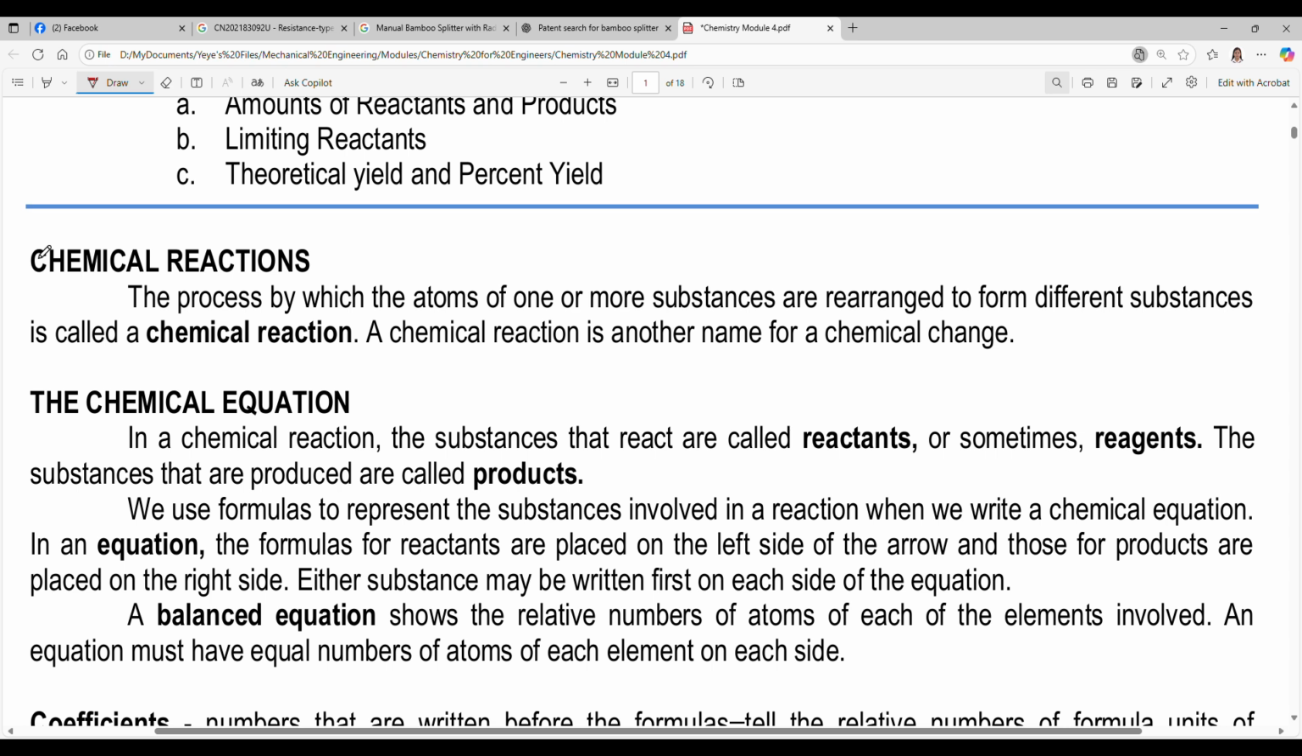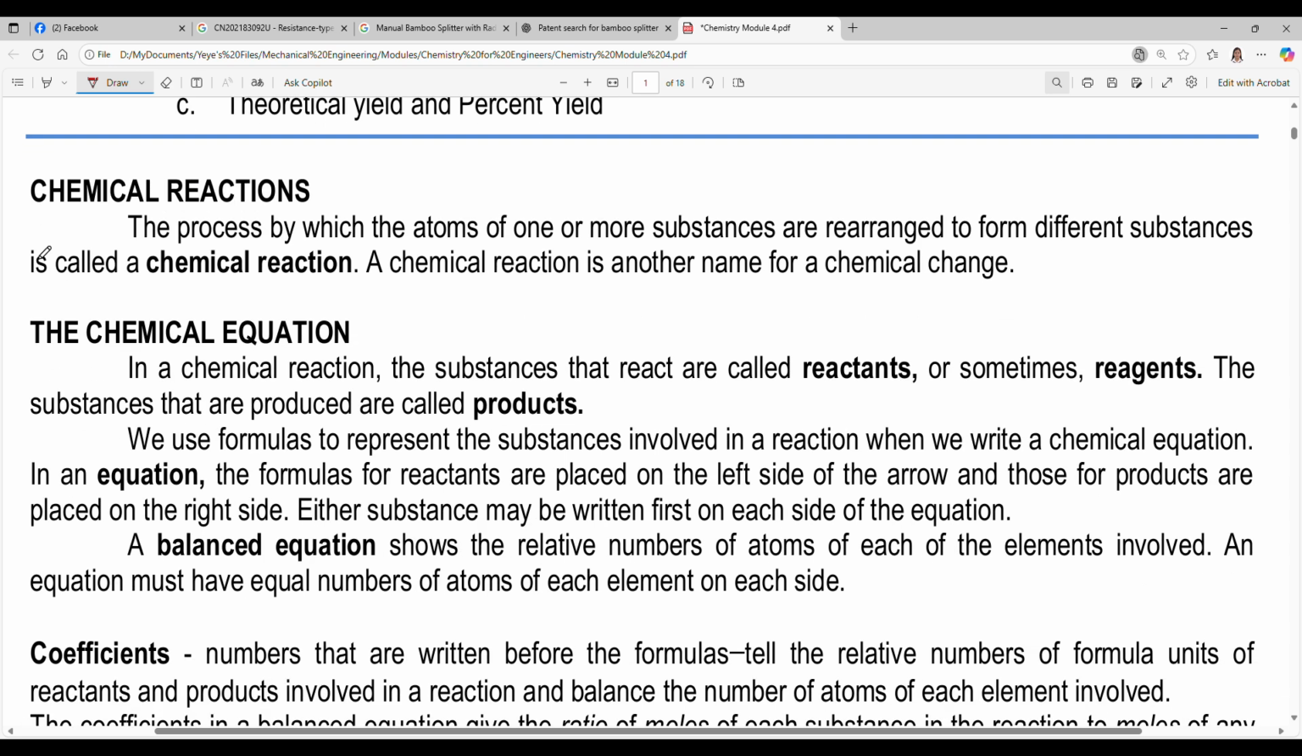So let's define first what is a chemical reaction. The process by which the atoms of one or more substances are rearranged to form different substances is called a chemical reaction. A chemical reaction is another name for a chemical change. To represent the chemical reaction, we have the chemical equation. In a chemical reaction, the substances that react are called the reactants or sometimes reagents, and the substances that are produced because of that reaction are called products.